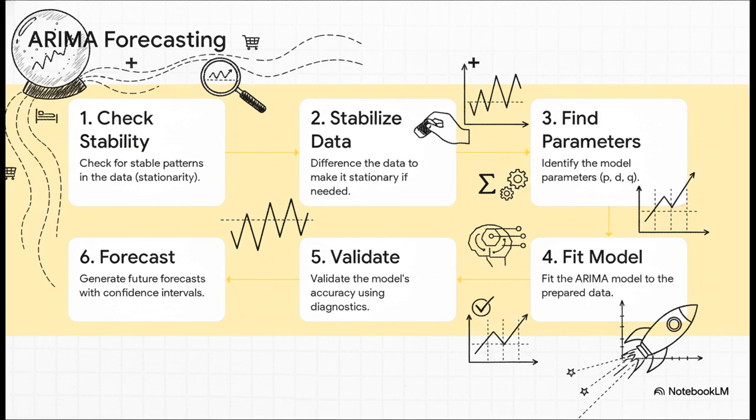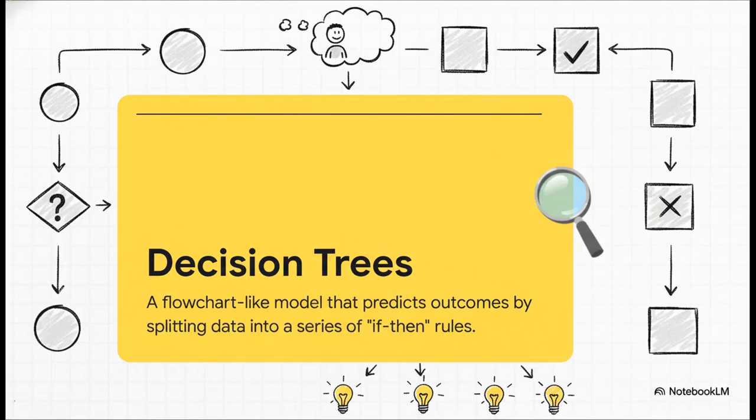The whole process involves checking for that stability, stabilizing the data if you need to, finding the right settings, and then letting the model make its call. Now, for a totally different kind of prediction, analysts use decision trees. And these are awesome because they brilliantly mimic how we humans make decisions. They create a simple flowchart that just asks a series of if this, then that questions to get to a conclusion. This makes it incredibly easy to understand why a certain prediction was made.